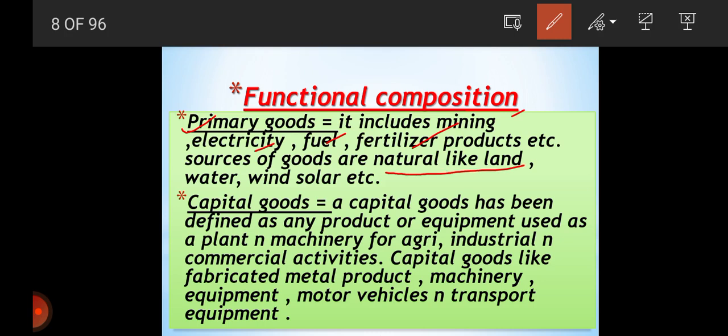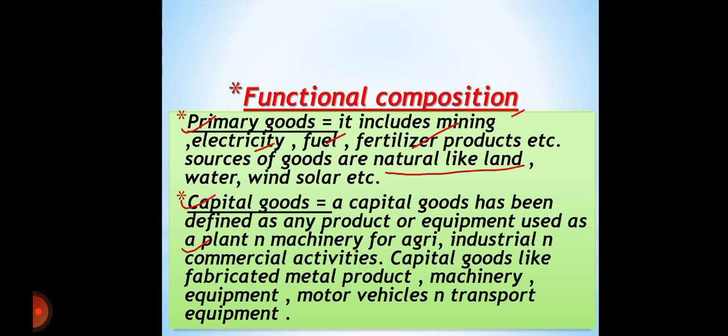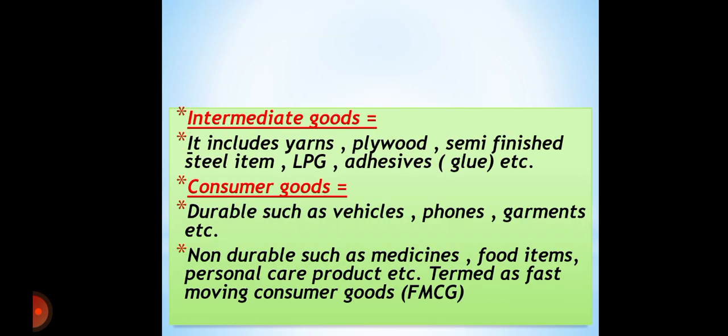Second number is capital goods. Now, capital goods means those industries which produce capital commodities like equipment, machinery, motor vehicles and all. So the industries which make capital goods like machinery and equipment, these types of industries will come under the capital goods industry. Number third is intermediate goods.